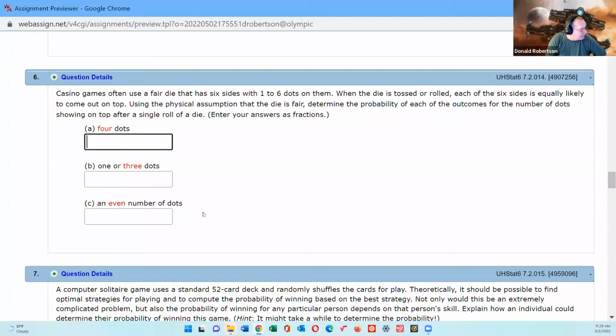So the probability that you get 4 dots is 1/6. To get 3 dots is also 1/6. And to get an even number is 3/6. Any of those answers need to be changed?